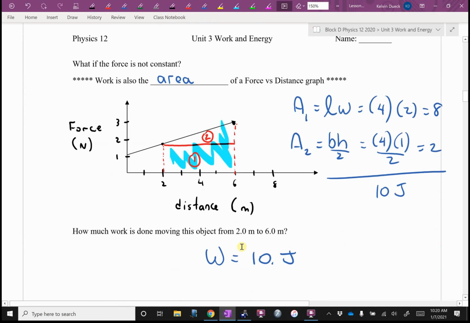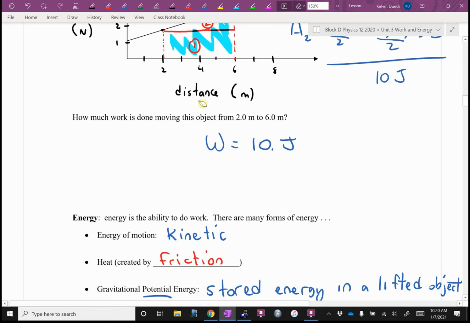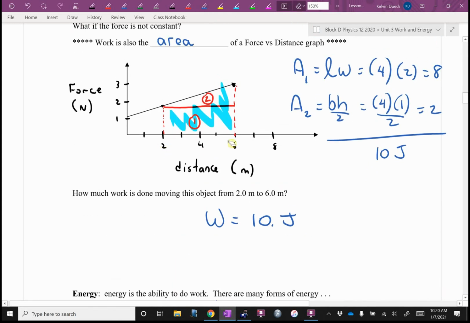First definition of work, work is force times distance. Second definition of work, it's also the area underneath a force versus distance graph. How will you know to use that method? Captain Obvious, they're going to give you a force versus distance graph. And so we looked at how much work was done in moving an object from 2 meters to 6 meters. It was the area of this trapezoid. Oh, we said that you don't need the formula for the area of a trapezoid. Any trapezoid can be broken into a triangle and a rectangle. Add them up.